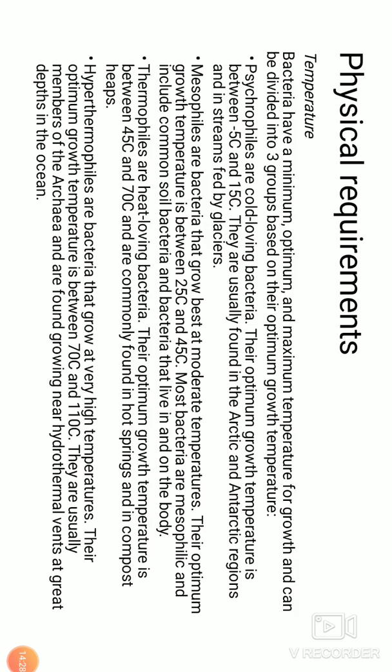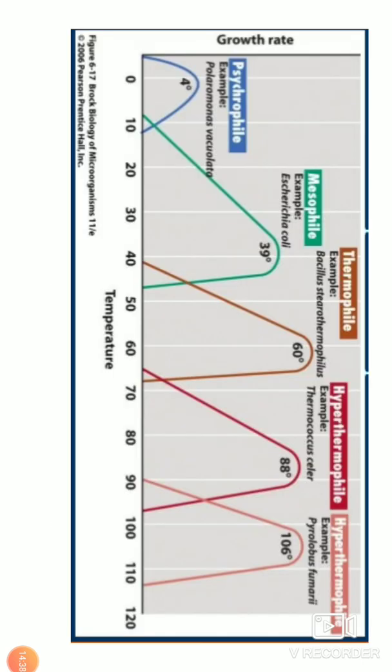They are usually members of archaea and are found growing in hydrothermal vents and at great depth. So here is a small chart which shows the psychrophiles, which grow at lower temperature, showing optima at 4 degrees, for example Polaromonas vacuolata. The mesophile example is Escherichia coli. Thermophile, Bacillus stearothermophilus.